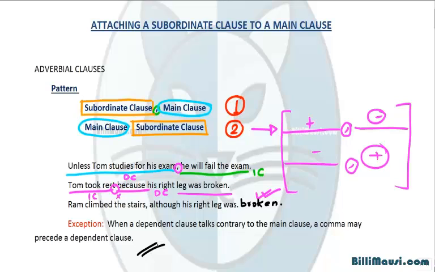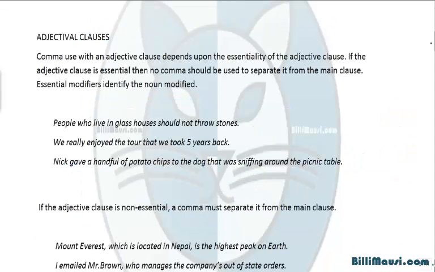So let's move to the next kind of clause, that is the adjectival clause, and learn how we can attach an adjectival clause to a main clause. When you are attaching an adjectival clause to a main clause, it depends on whether that clause is essential or not essential. By essential, I mean, is it trying to identify the noun it is modifying, or is it merely giving additional information about the noun. So this is what differentiates an adjectival clause from an adverbial clause.